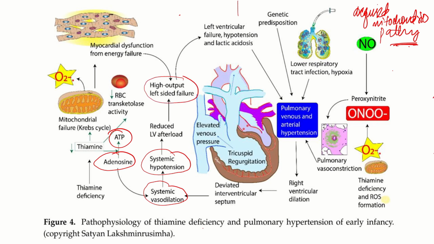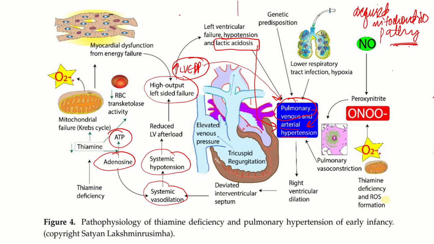This leads to increased LVEDP, and this increased LVEDP further causes pulmonary venous hypertension, which ultimately leads on to pulmonary arterial hypertension and right heart failure. Then, because there is an energy failure, there will be a lot of lactic acidosis, and this lactic acidosis itself is a potent pulmonary arteriolar constrictor leading to pulmonary arterial hypertension.